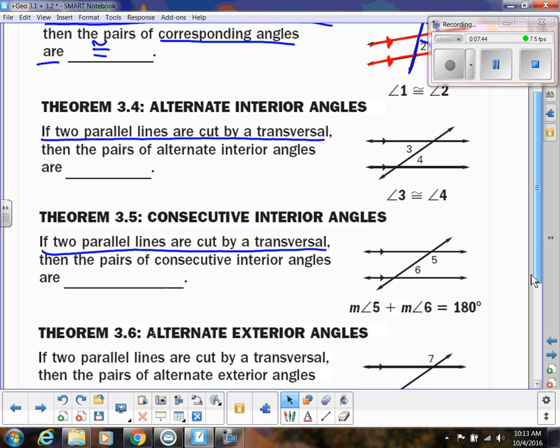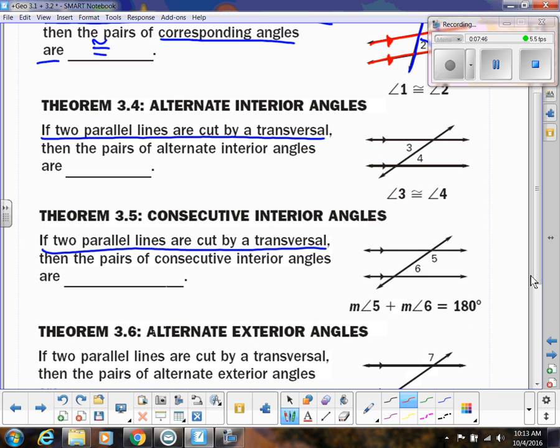Alternate interior angles, again, if we have that same setup, two parallel lines cut by a transversal, then all of the alternate interior angles, like for example 3 and 4, are also going to be congruent.